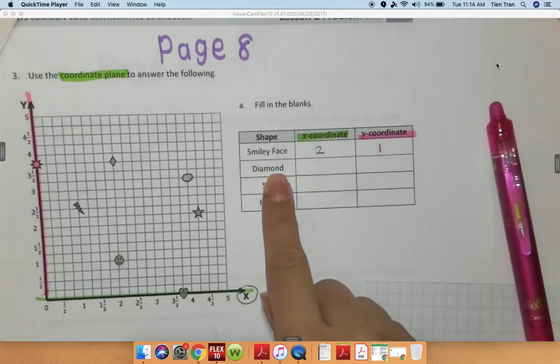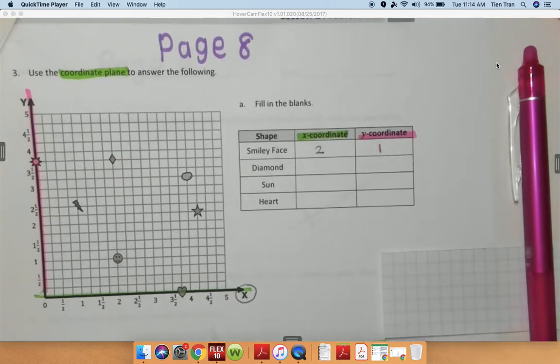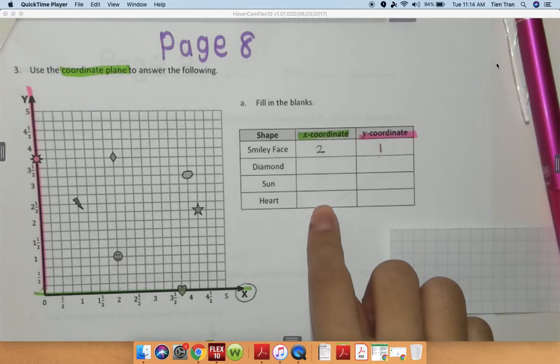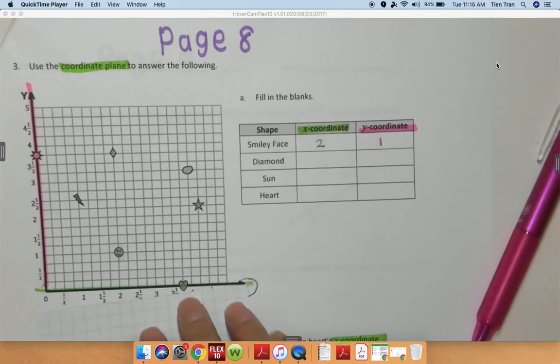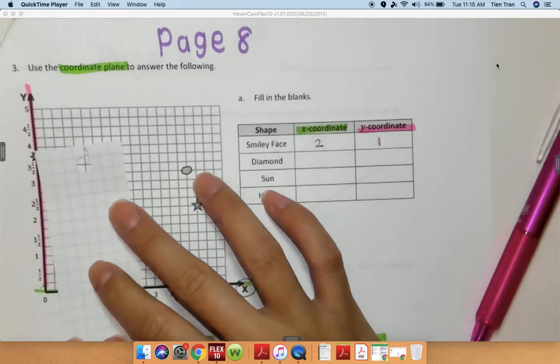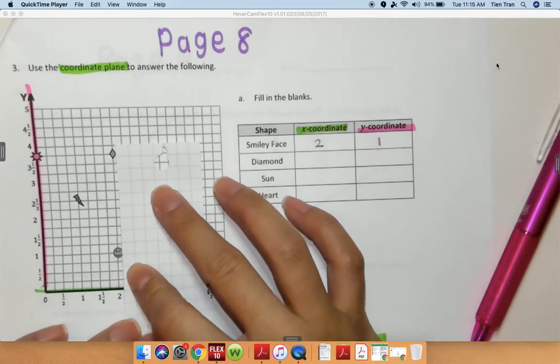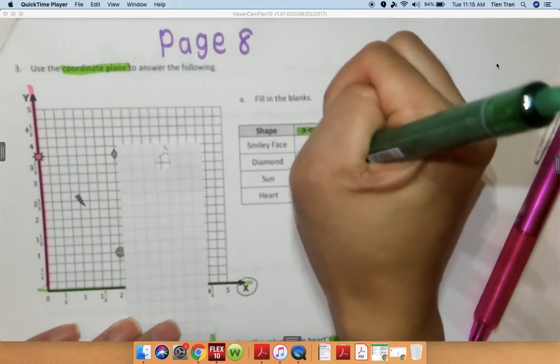So the next one I have is the diamond. I'm going to look for the diamond. Diamond is all the way over here. It asked me for my x-coordinate. So I'm going to look at the green for the x-coordinate, and it looks like it stops at 2. I go all the way over and stop at the diamond, and it stops at 2. So I'm going to write 2 again.